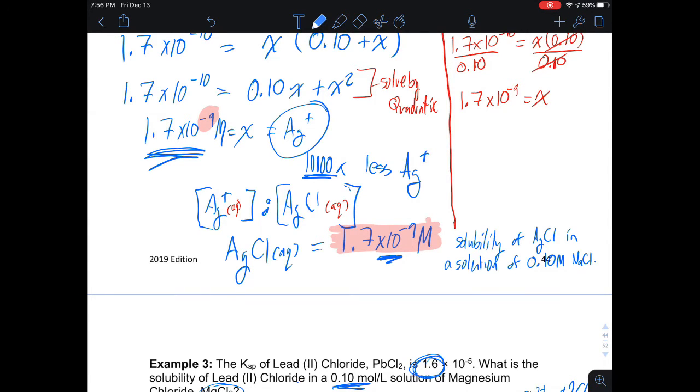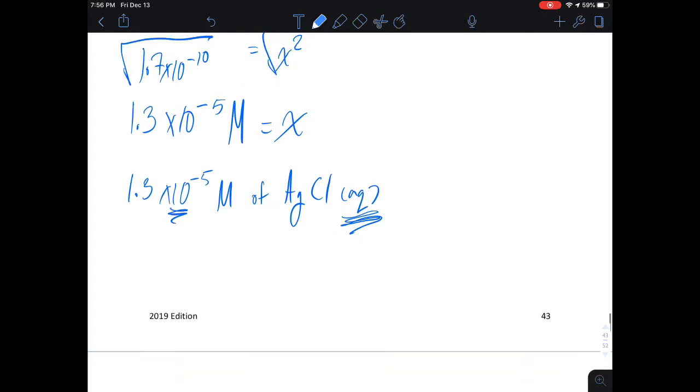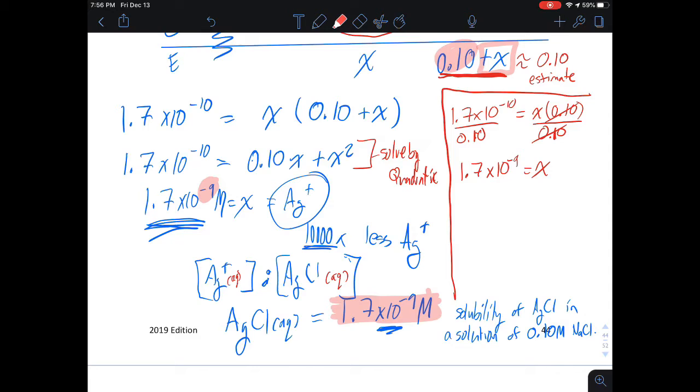Look at that. I mean, this is incredible. 10 to the negative 9, looking at the previous 10 to the negative 5. That's 10 to the negative 4 difference, right? Or that's 10,000 times the difference. 10,000 times less silver or silver chloride is dissolving in this solution than in the previous. So you can imagine the impacts this could have in the wild.